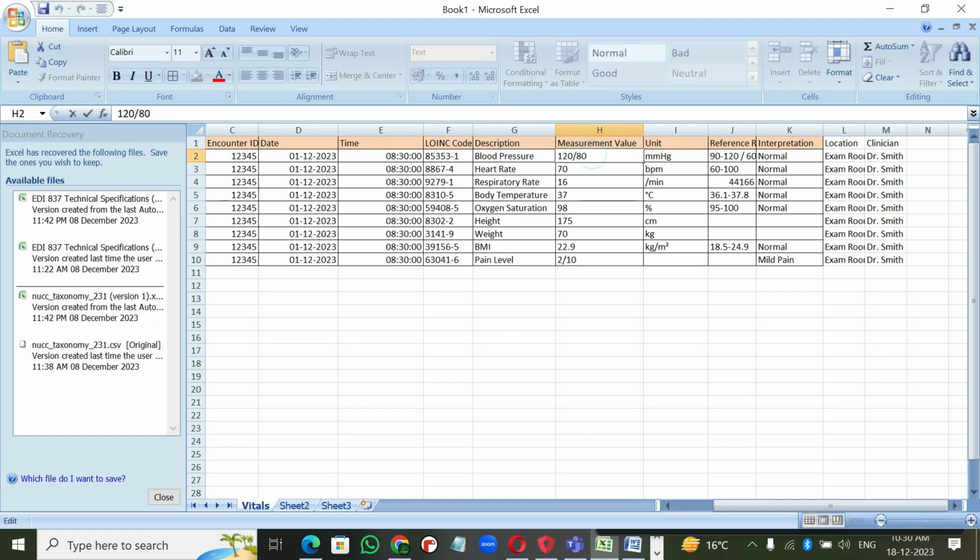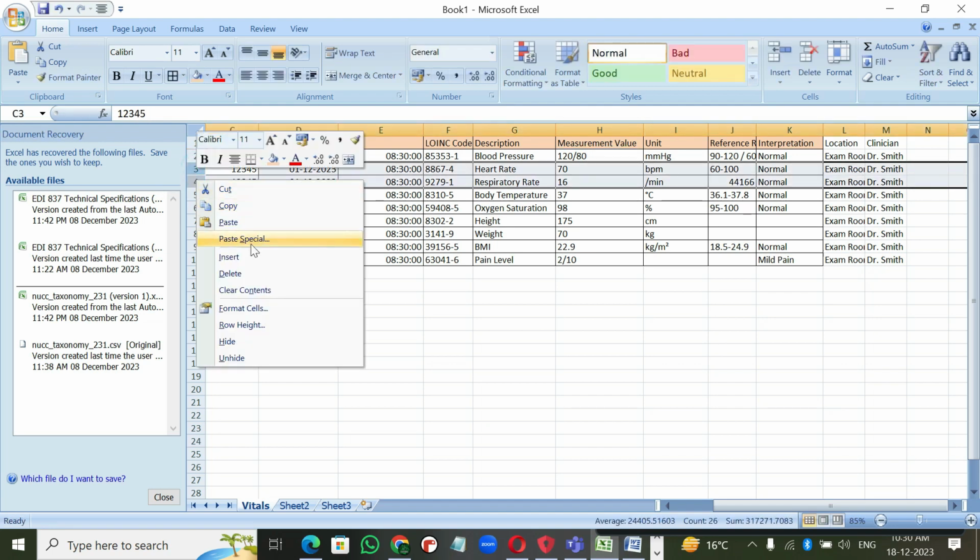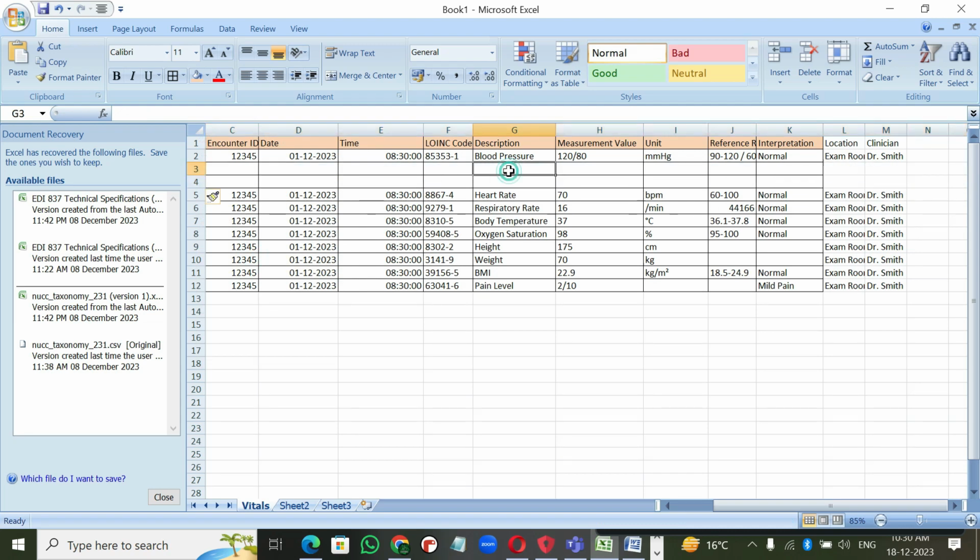Now what is the measurement value? So guys, remember there are different ways of storing the measurement value. In some systems, it will also have the diastolic pressure and systolic, and instead of this 120 by 80, we will have 120 on a separate line and 80 on a separate line. So this is how a blood pressure is recorded. Then the unit of measure: what is the unit of measure for this measurement value? So 120 by 80 mmHg. This is the unit of measure.